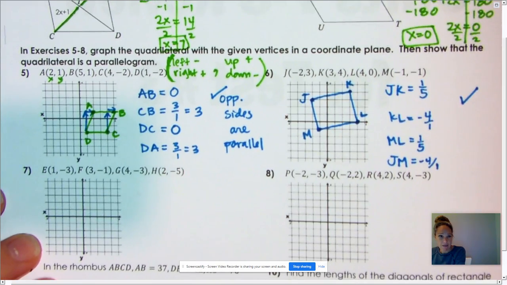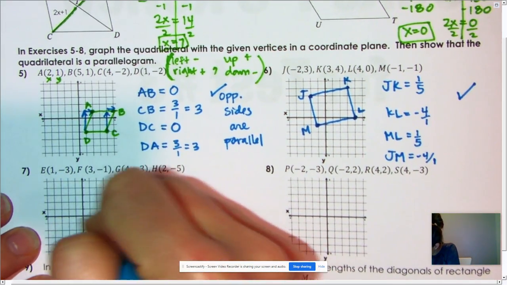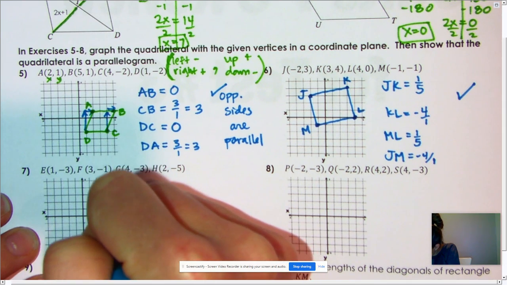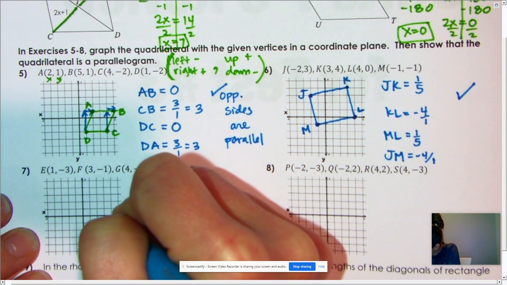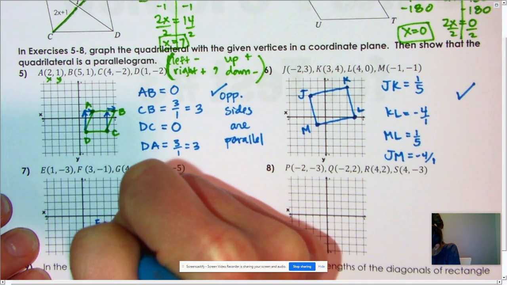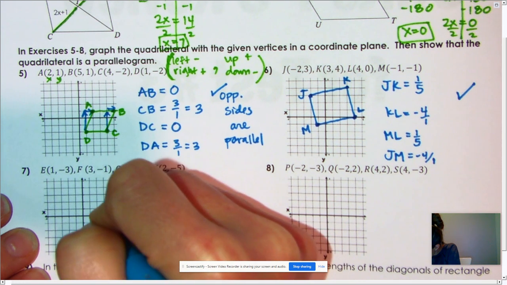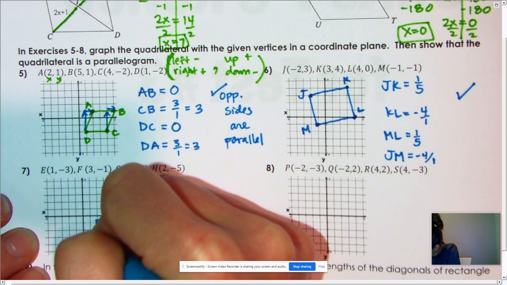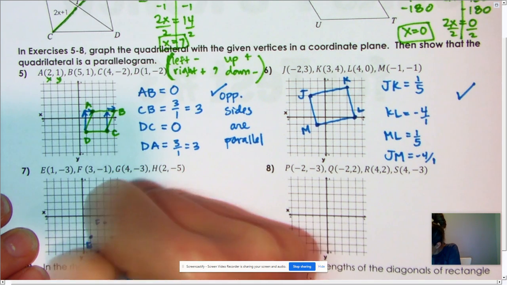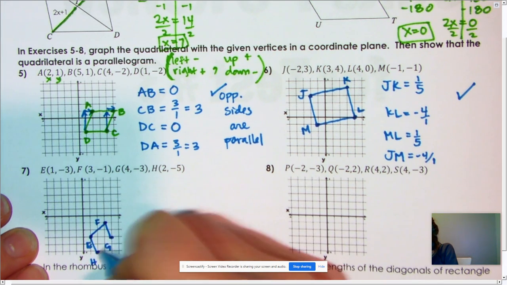Question number 7, I'm going to graph those ones. E is 1, -3. F is 3, -1. G is 4, -3. And H is 2, -5. 1, 2, 3, 4, 5. Okay. That one's kind of tiny.